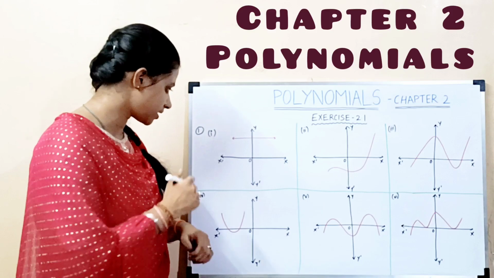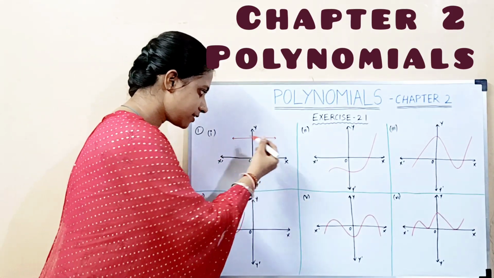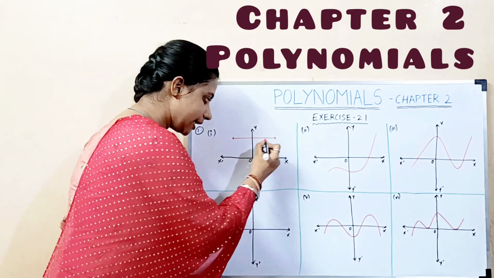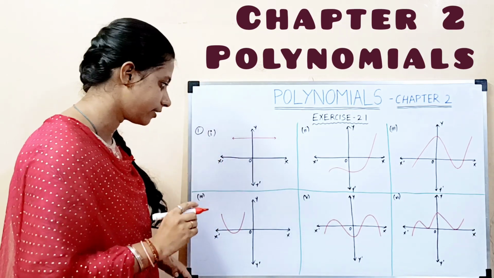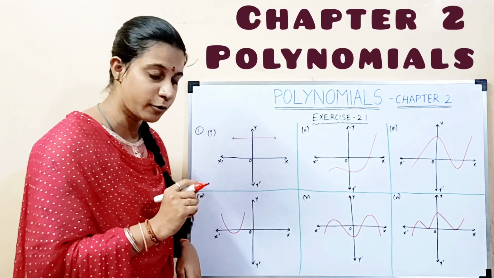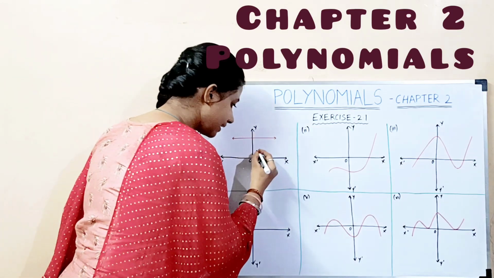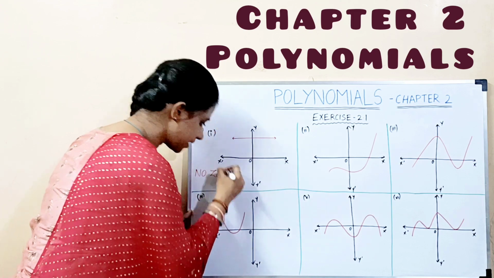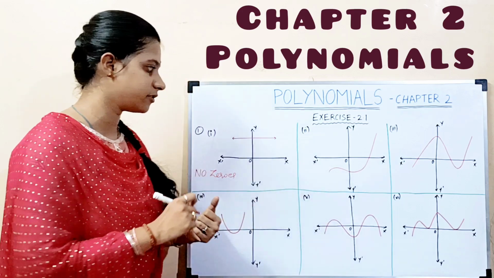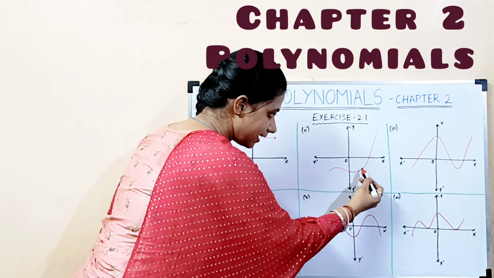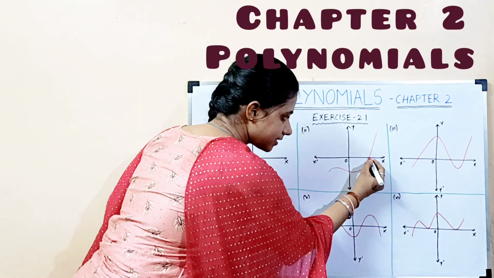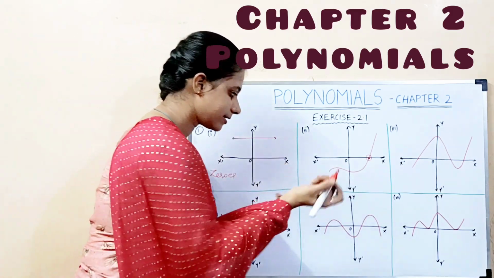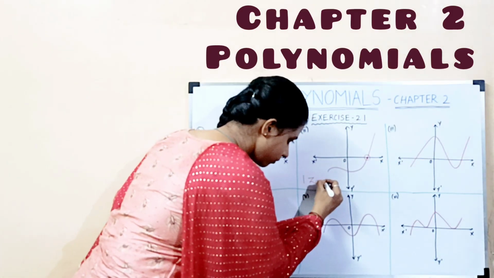Now let's proceed with the first subdivision. Here the graph given is a line parallel to the x-axis. So clearly we can see that this line does not intersect the x-axis at any point. So we can say that it does not contain any zero, or no zeros for this subdivision. Now let's proceed to the second subdivision. Here we can see the graph intersects the x-axis at this point. It intersects the x-axis at only one point. So we can say that it contains 1 zero.